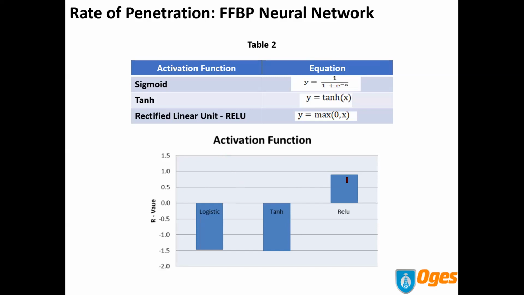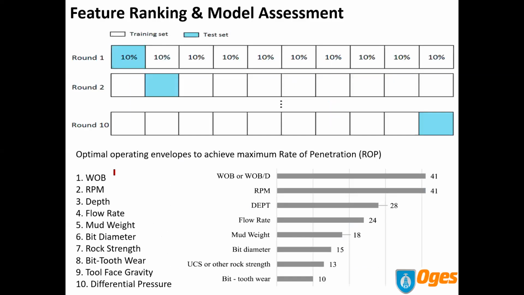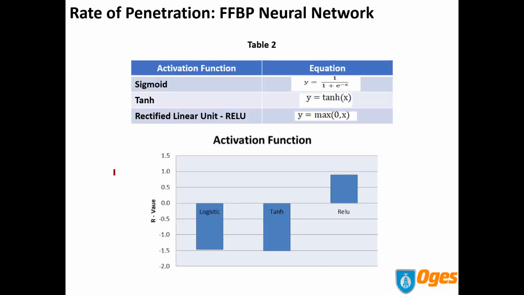So this is the importance of, once you've identified your data as being critical as input data, we then need to decide on what type of machine learning technique we're going to use. In this case, the feed-forward backpropagation neural network was used, and testing the different internal parameters was also important to give us the accuracy. And in this case, we used an activation function known as the rectified linear unit.